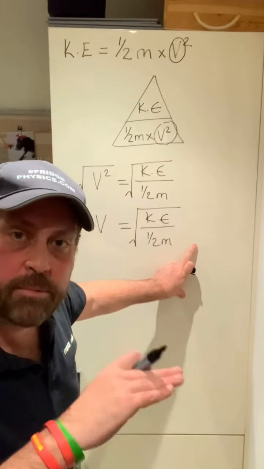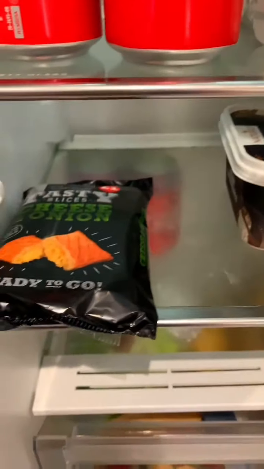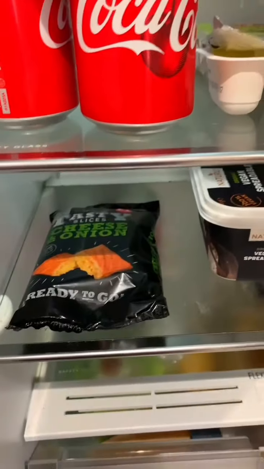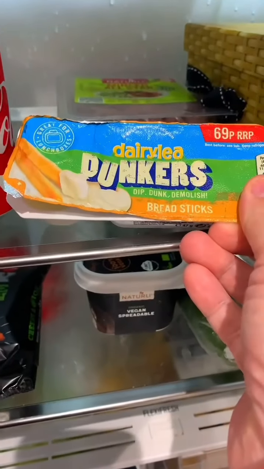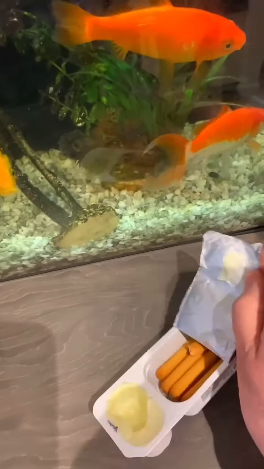What's in the fridge? Let's have a look what is in the fridge. I wonder what Millie might like. What's this? Cheese, ham and pasty. What about Dairy Dunker? Millie, do you want a Dairy Dunker? I think she might like this.